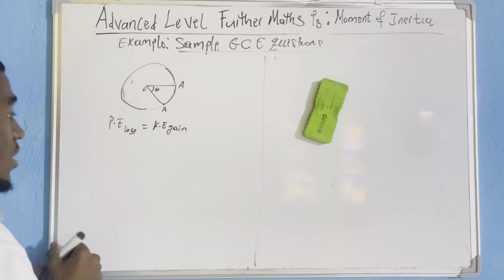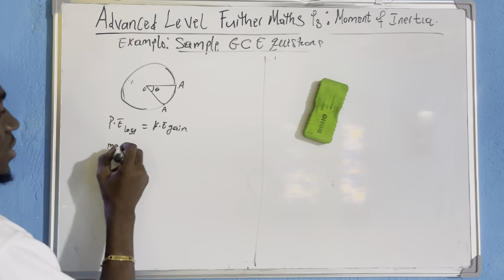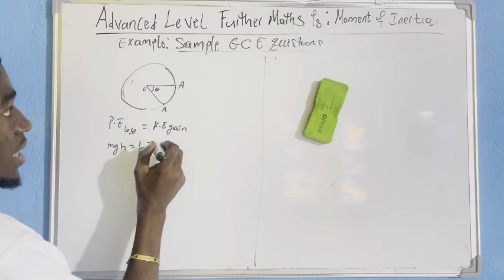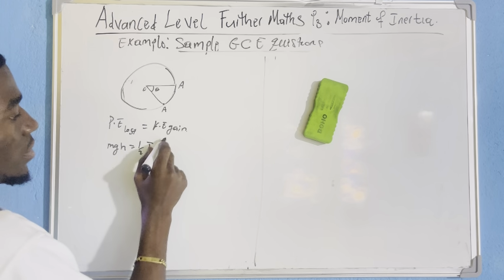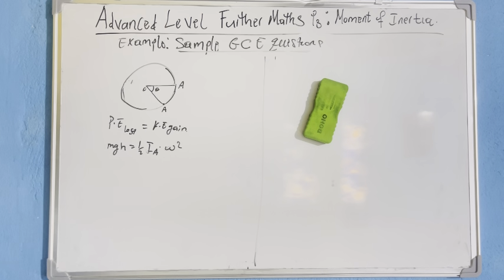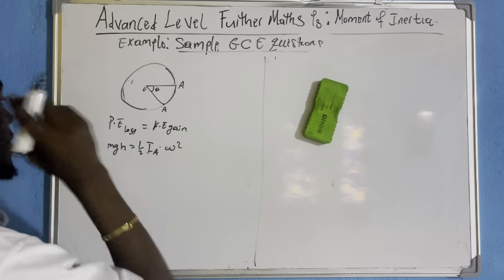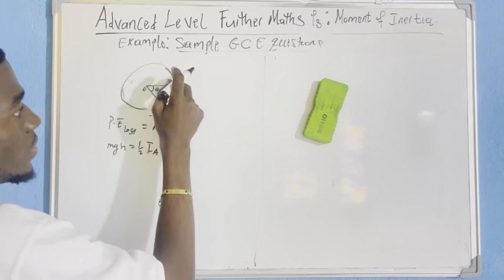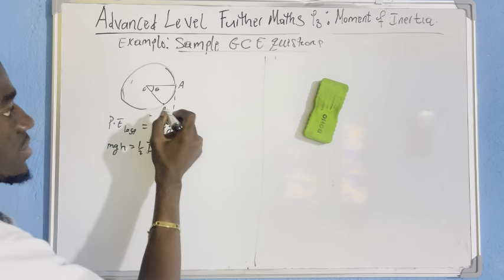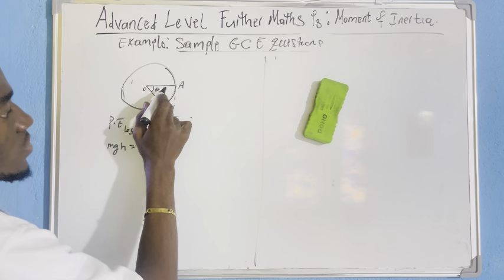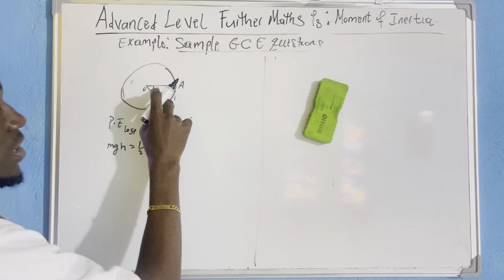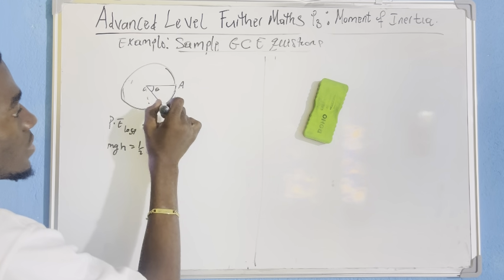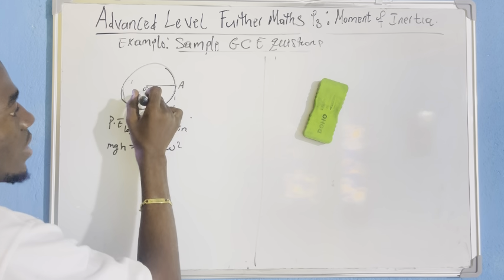From this formula, the potential energy loss is simply mgh, equals half the moment of inertia about A times omega squared. Now the loss in height: as I told you, if I take the reference here, the distance from here to here is the initial height, and the final position of A gives the final height. So the loss in height is this distance h.